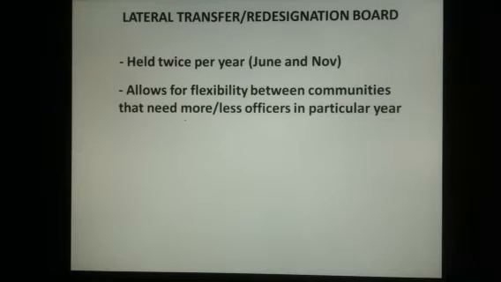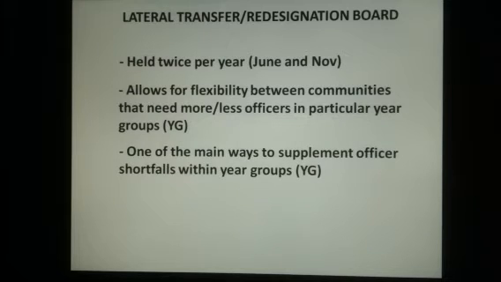I get a lot of questions about the Lateral Transfer Redesignation Board, and so I wanted to put together a quick presentation to talk about the process. Most people know that the board is held twice per year, once in June and once in November. The Lateral Transfer Board allows for flexibility between communities that need more or less officers in a particular year group, and it's the main way that communities use to supplement their shortfalls within particular year groups.